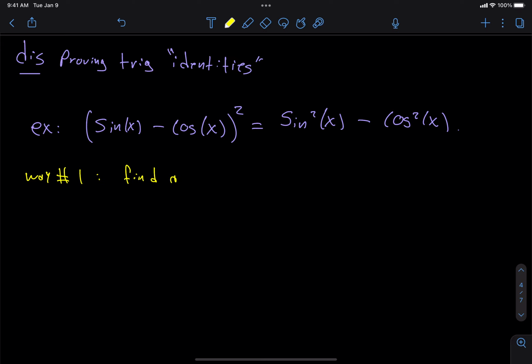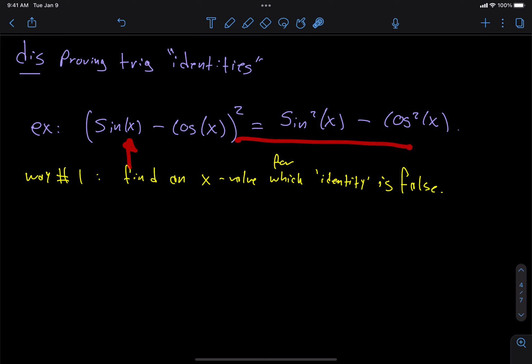find an x value for which the identity is false. Okay, an identity means no matter what x value you plug in, this equation will be true. So in order to disprove that, I just need to find 1 x value which will cause it to be false.